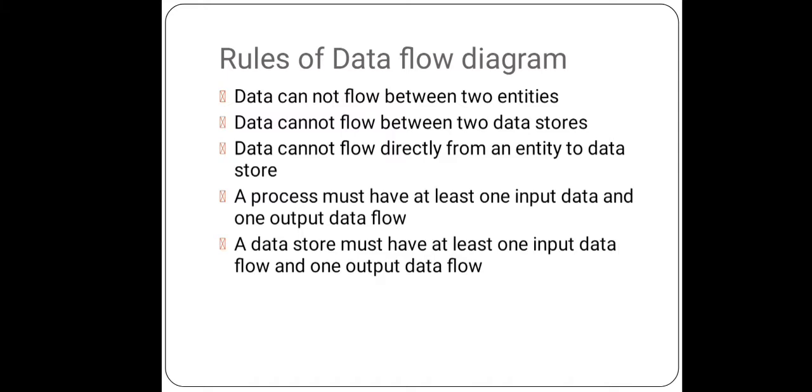So here are the rules of the data flow diagram. Data cannot flow between two entities. Data cannot flow between two data stores. Data cannot flow directly from an entity to a data store. A process must have at least one input data flow and one output data flow. A data store must have at least one input data flow and one output data flow.